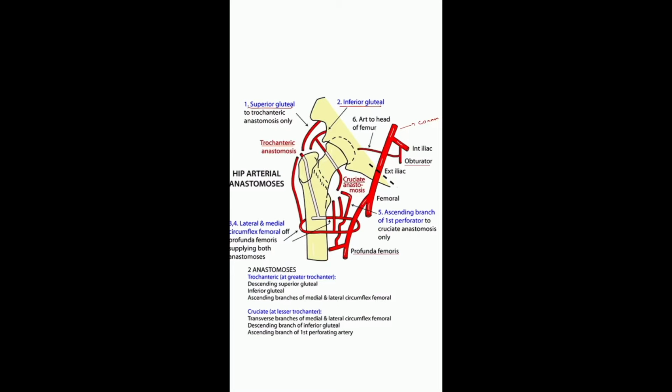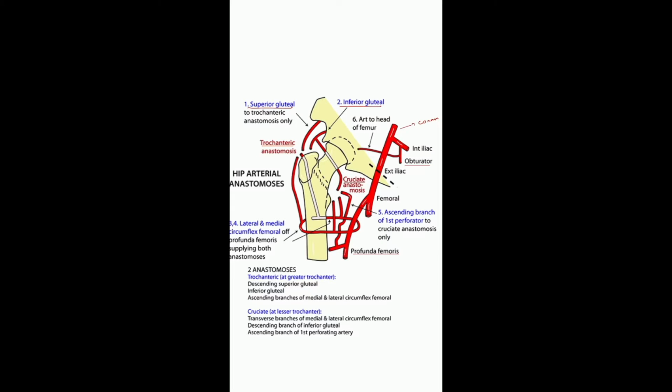Okay, so discussing the hip anastomosis, there are two different anastomoses around the hip joint, which are the trochanteric anastomosis and the cruciate anastomosis. You can remember the trochanteric anastomosis because it's next to the greater trochanter, so just remember that the greater trochanter refers to the trochanteric anastomosis, while the cruciate anastomosis is close to the lesser trochanter.